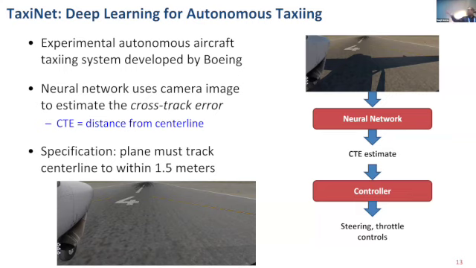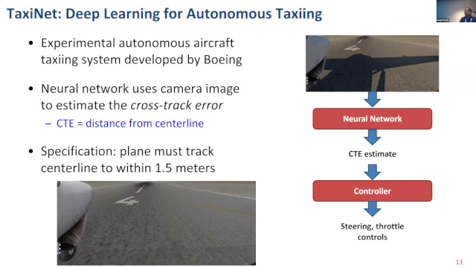And so the plane has 2 wings, left wing and right wing. And there's a camera mounted on the right wing of the plane. And the image comes from that camera. And this image is fed into a neural network. And the task of the neural network is to estimate what's called the cross-track error, CTE, which is the deviation of the nose of the plane from the center line on the runway. And so that estimate then goes into a conventional controller, which will control the steering and the throttle of the plane on the runway.